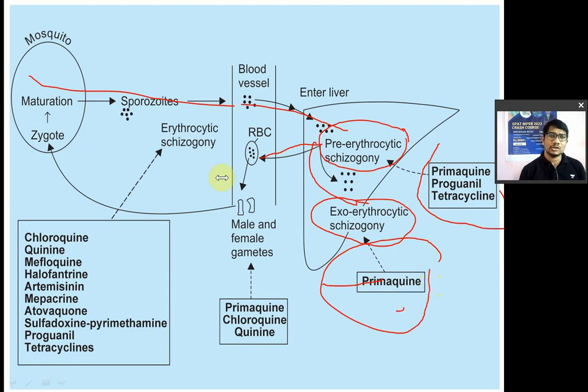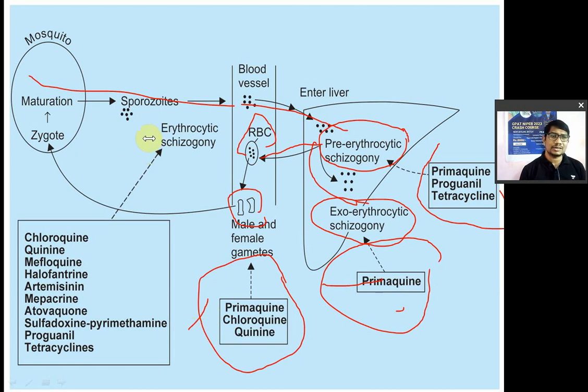Now the merozoites released in the blood will infect the RBC and cause rupturing of the RBC, which leads to chills, fever and rigors. In the RBC, these merozoites will be differentiated into two types of cell, macro and micro, so male and female gamete respectively. Certain drugs like primaquine, chloroquine and quinine affect or kill these gametes in the RBC. They are known as gametocidal.